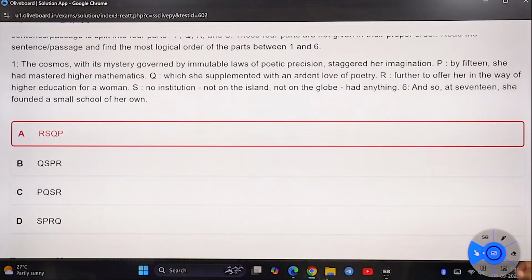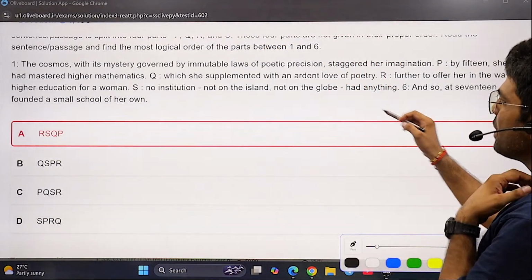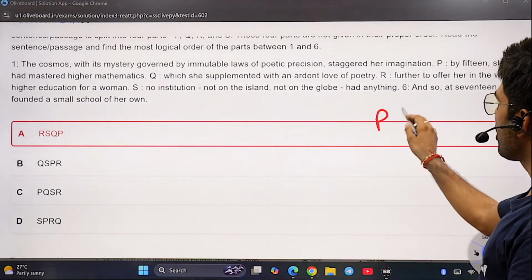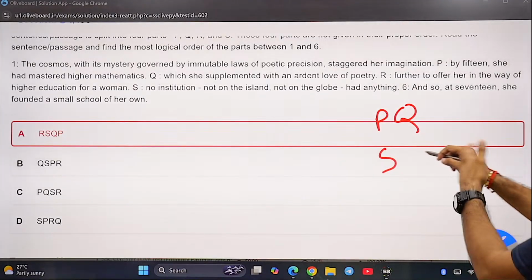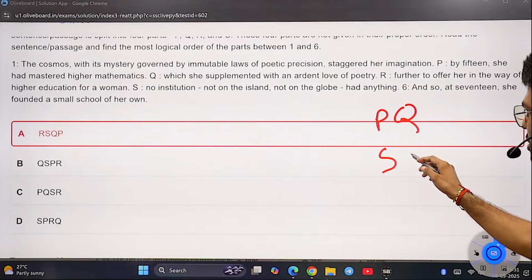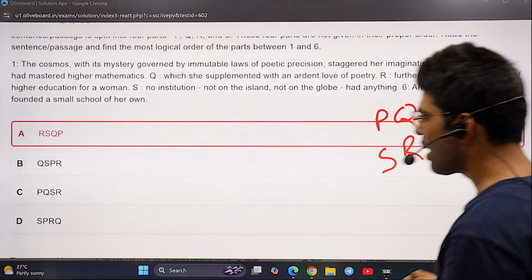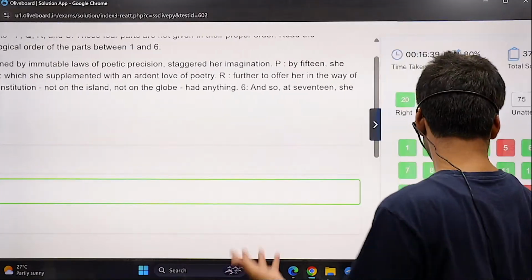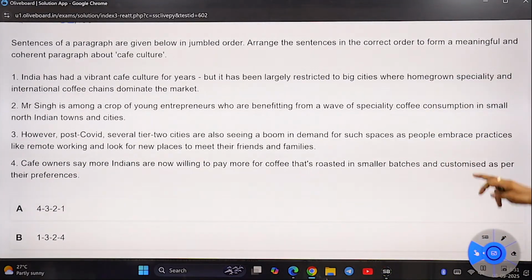That was perfect. But I missed it because I took it casually. By 15, she had mastered higher mathematics along with the love of poetry. No institution had anything further for higher education, so she founded a small school of her own. PQSR. That was correct. I got this wrong. I got this wrong too. Took it casually again.